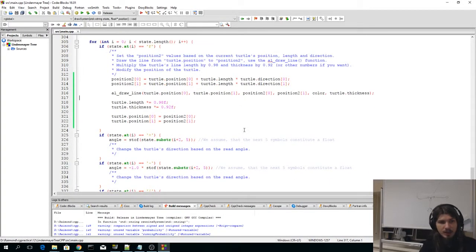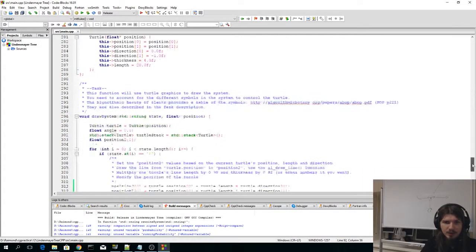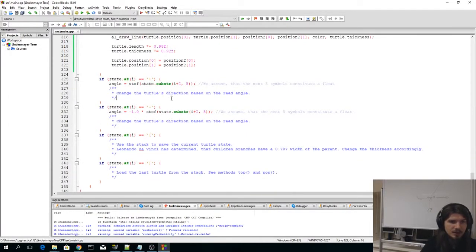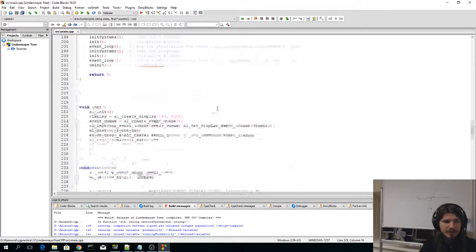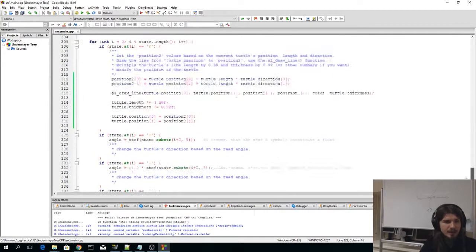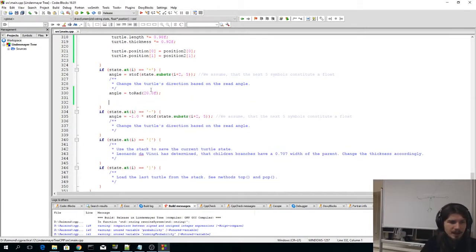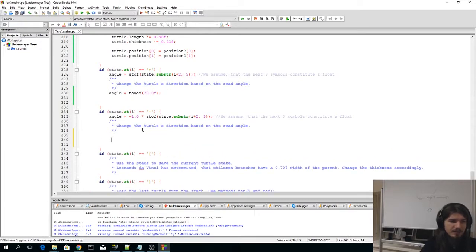The next thing we want to do is, let me put this previous rule back up here. We want to be able to rotate the turtle. So this currently should read the angle, but the parameter replace that's here, this is something that you can do yourself. Currently we are just going to say that this angle is always something like 20 degrees, and we also want to make it to radians, so 20 degrees radians. And in the case of a minus, let's say it's minus 20.